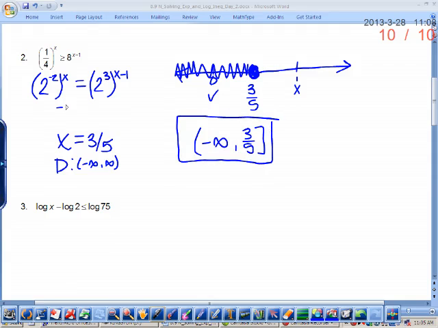So you're going to have negative 2x equals 3x minus 1. Or sorry, minus 3. So negative 5x equals negative 3. Divide both sides by negative 5.